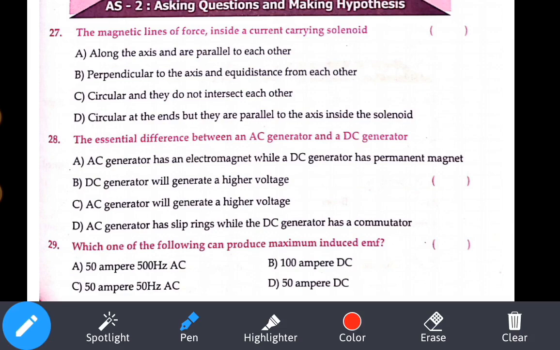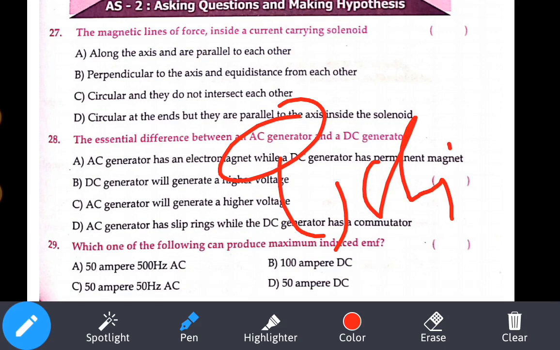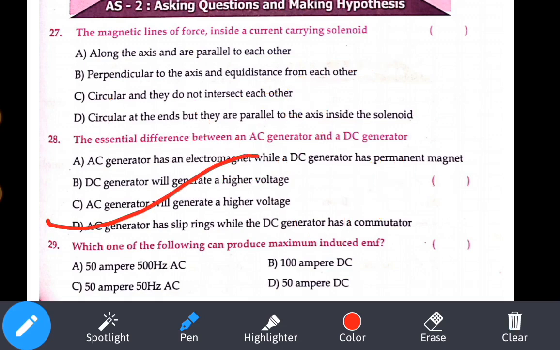AC will have slip rings and DC will have two half slip rings, which is also called a commutator. What is that answer? AC has slip rings while the DC has a commutator. Option number D. Which of the following can produce maximum induced EMF?